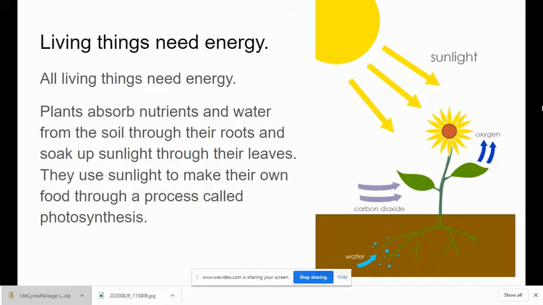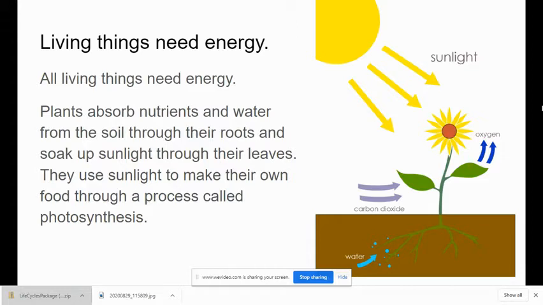Their own food. So this diagram shows that, plus the fact that plants are taking in carbon dioxide through their leaves. That's what animals breathe out, and they're breathing out oxygen through their leaves. So they give us oxygen to breathe, and we give them carbon dioxide to breathe. It's one of the reasons that it actually does help your plants to talk to them.